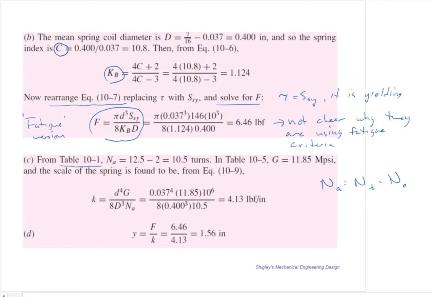If what we're looking for isn't the scale, it's the stiffness. If you look up that formula, you're going to need a couple other things besides active coils. You're going to need the modulus of rigidity, which you can get from table 10.5. And they give you the coil diameter, nominal coil diameter.